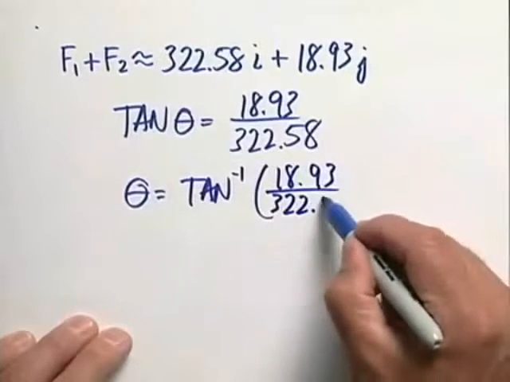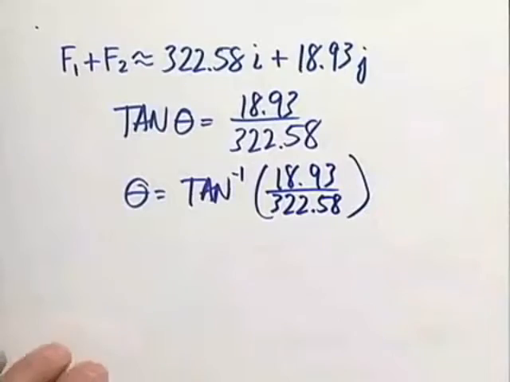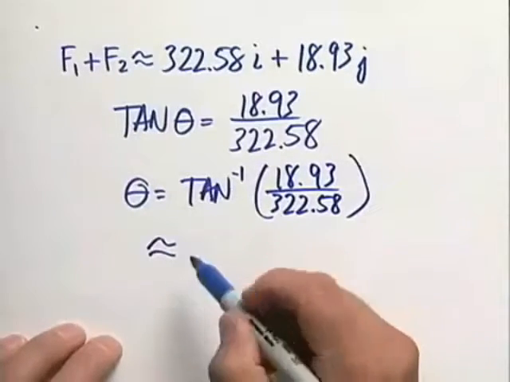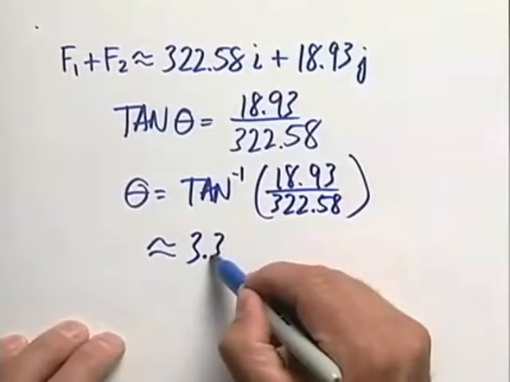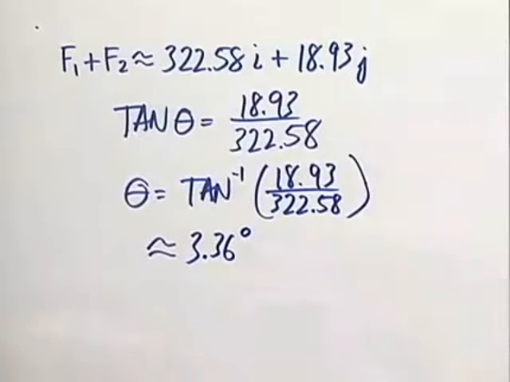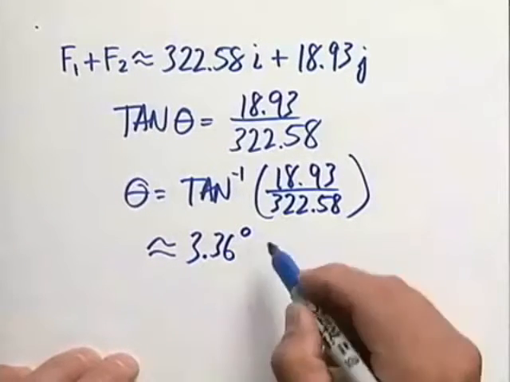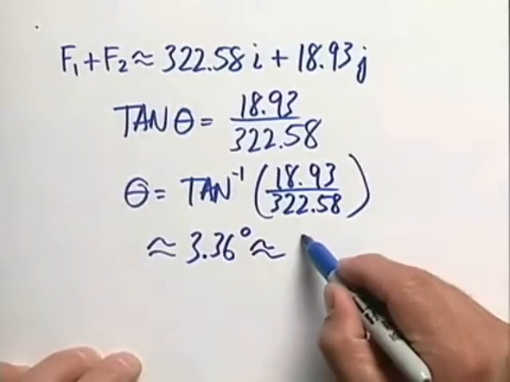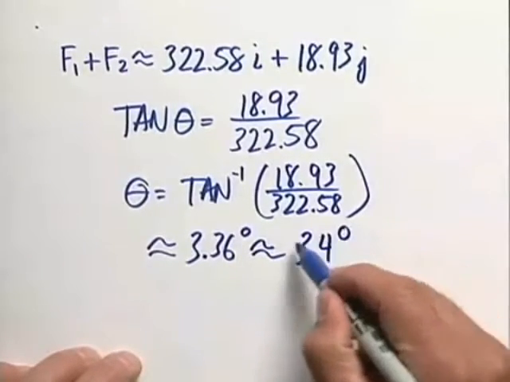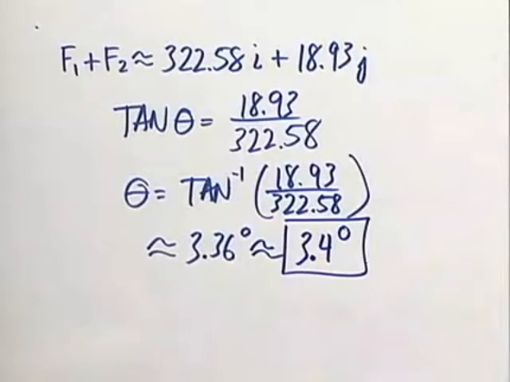So 18.93 divided by 322.58, we plug that in there, and we get an approximate value of 3.36. And again, make sure your calculator's in degree mode. But we want this now to the nearest tenth of a degree. So to the nearest tenth, we can say that this is equal to 3.4 degrees. And so that completes our problem, solving an application using vectors.